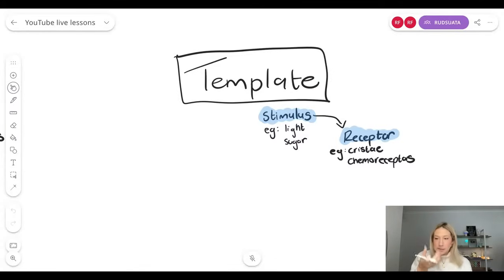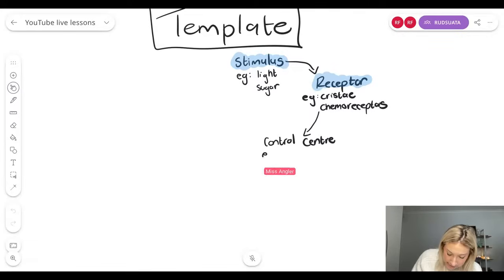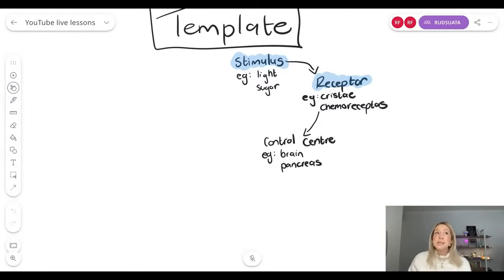Right. Now, the stimulus sends a message to the receptor. The receptor receives this information and it's going to send it on to what we call the control center. Now, there are different kinds of control centers, as we already see. The control center could be a brain, part of the brain. It could be something like the pancreas, right? It could be so many different things. But the one key thing here is there's always a control center.